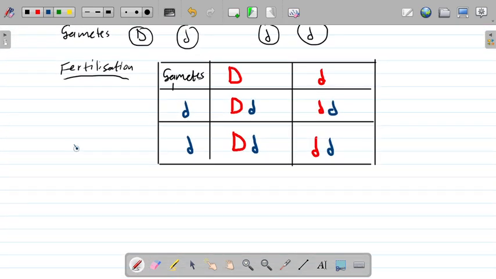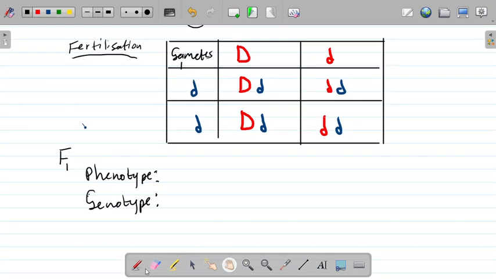You do your whole genetic cross according to how you're supposed to do it. Then from there, fertilization takes place. Now you have the F1 generation, the first filial generation. You tell us their phenotype in proportion, that means in fractions, and then the genotype. Now, let's look at it.